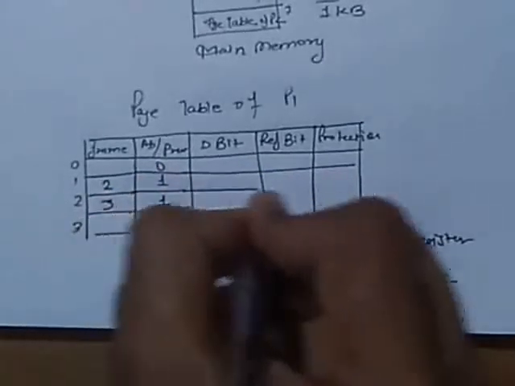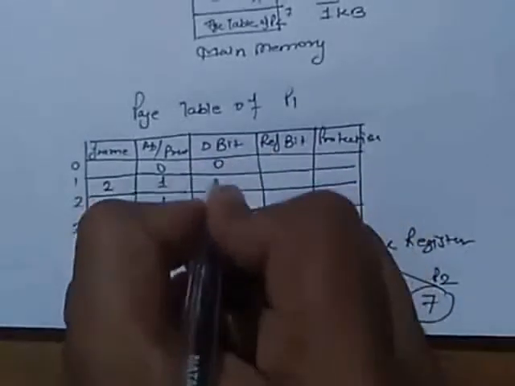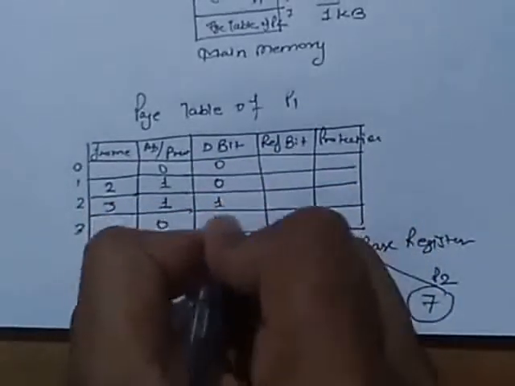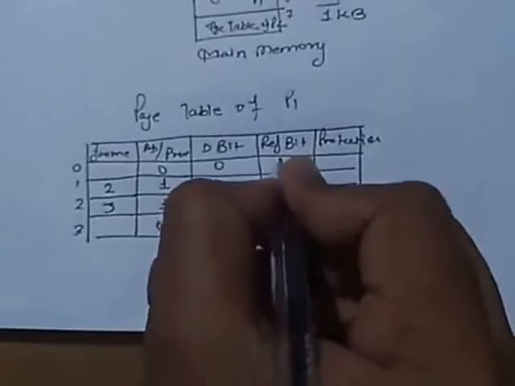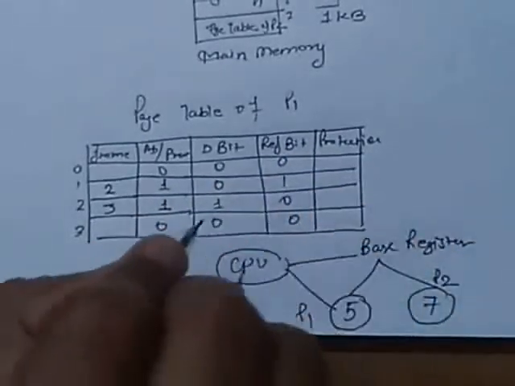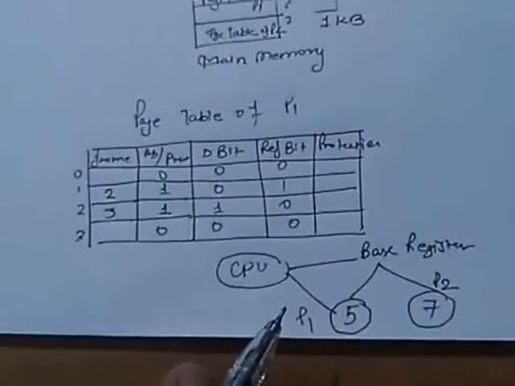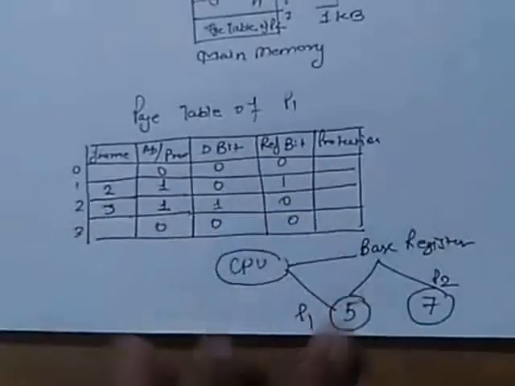Now here we have the D bit, that is 0 0 1 0. Here we have the reference bit 0 1 0 0. So this is how the page table is created.